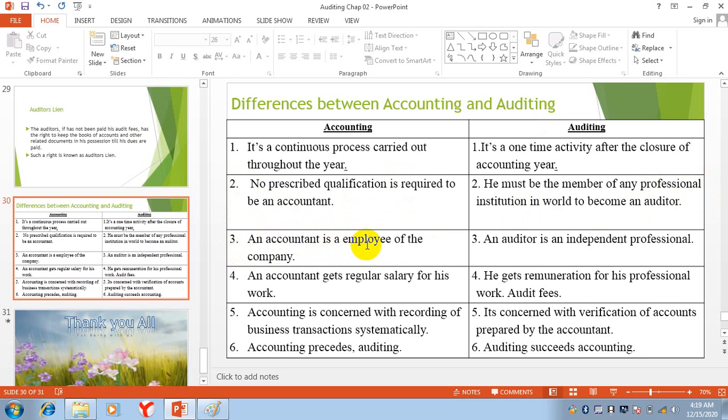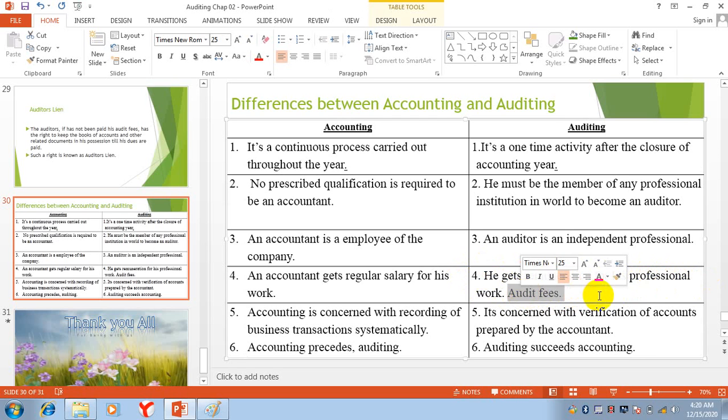An accountant is an employee of the company. The accountant is hired by the company, but an auditor is an independent professional. And an accountant gets a regular salary for his work, a monthly salary. The auditor gets remuneration for his professional work, that is the audit fee. When the auditor comes at the end of the year and provides some services, for those services he will charge an audit fee one time.